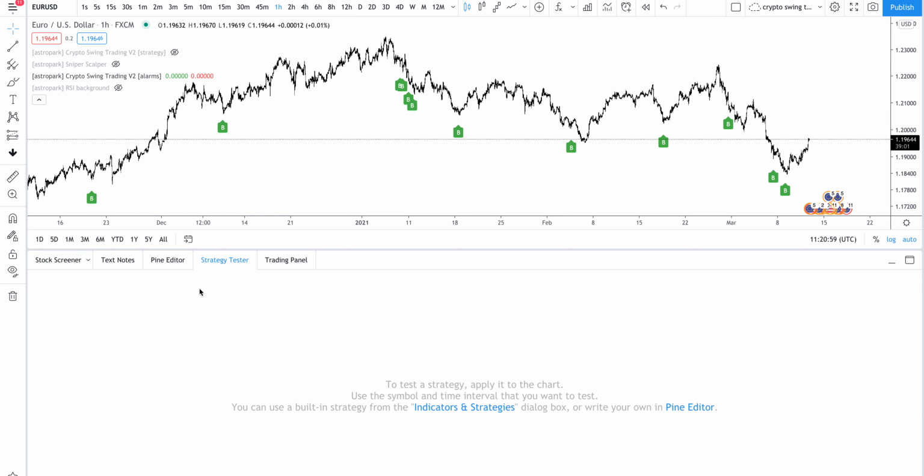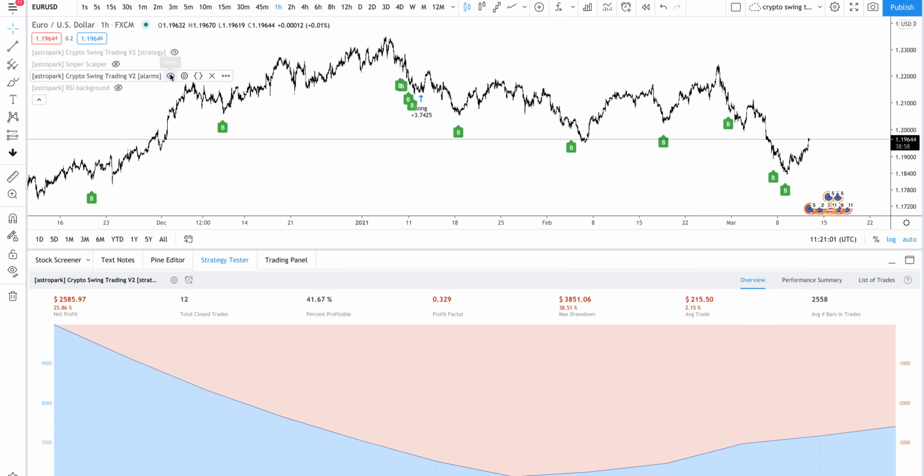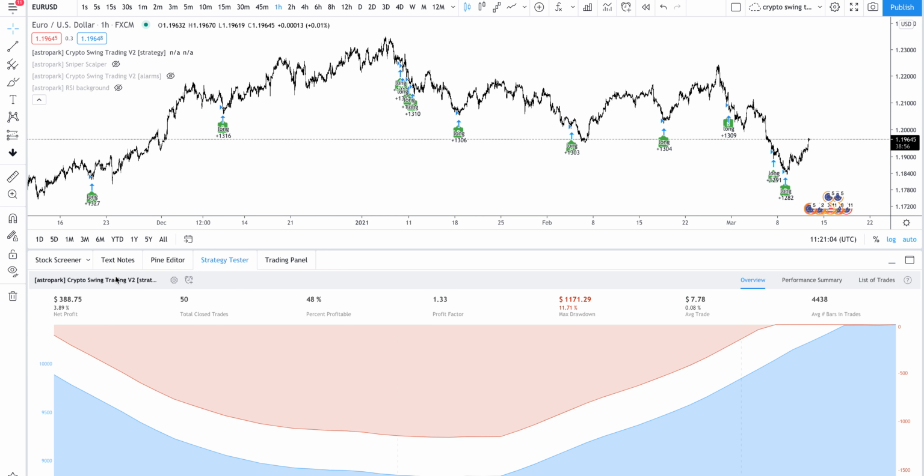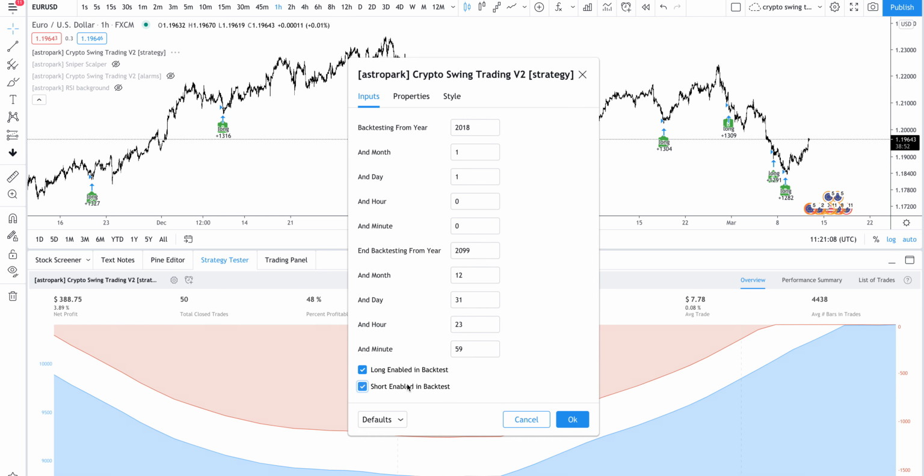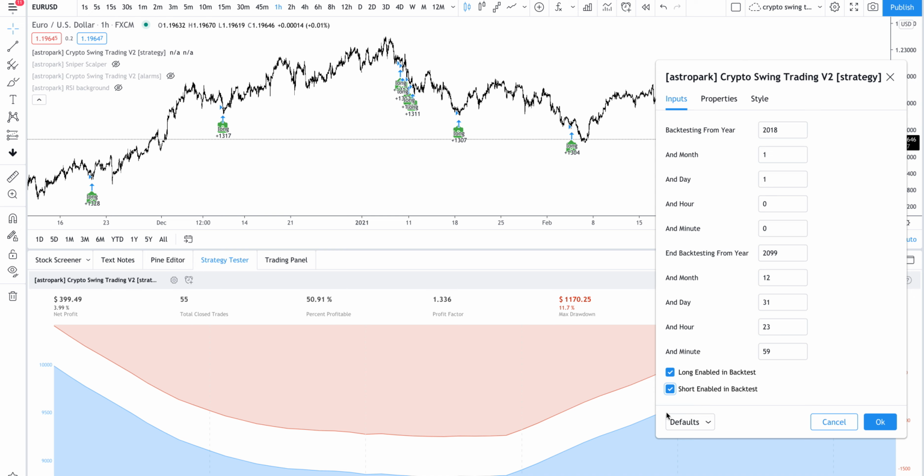We can check again the strategy, of course. Not sure what will happen. Well, okay, it's in profit also. Let's check also with the short. Well, it doesn't change a lot.